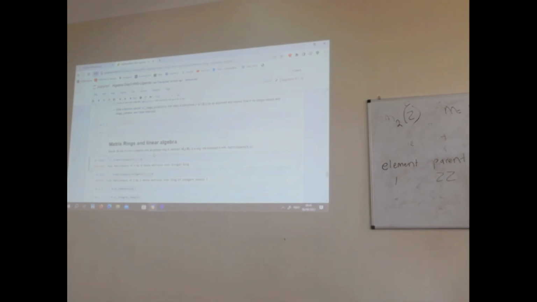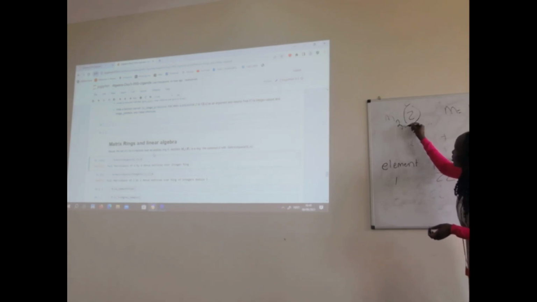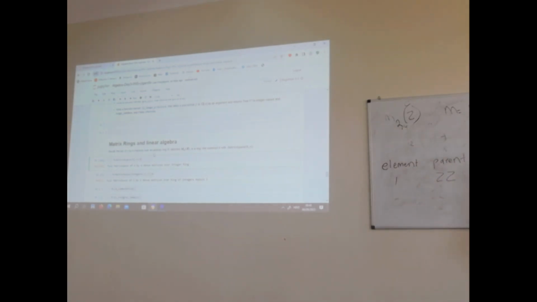Then the dimension, so we have a 2 by 2. But if we wanted a 2 by 4, in that case we'll have 2, 4. So if you want the matrix space of all 2 by 4 matrices over the integers, it will be 2, 4, exactly. But if it's 2 by 2, we don't have to write the 2 twice. Then we get our matrix space.